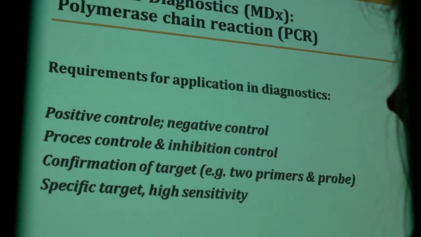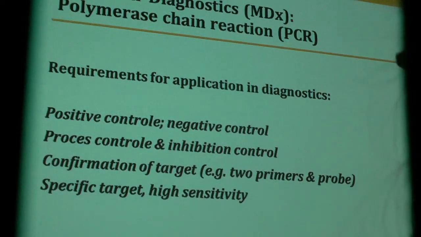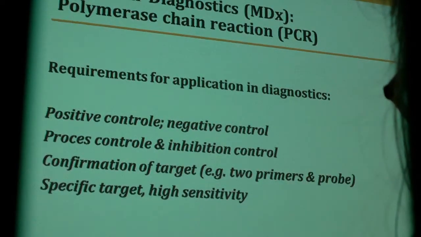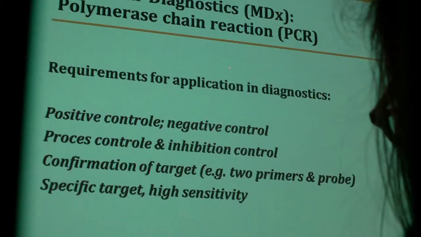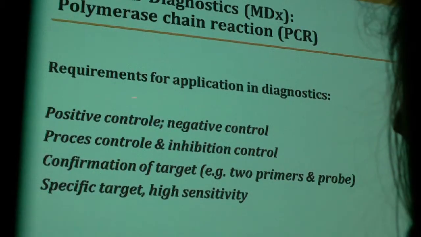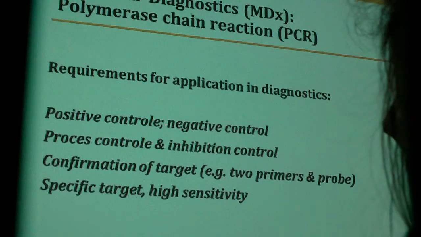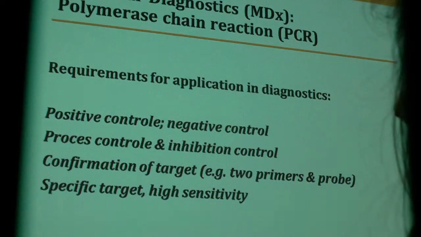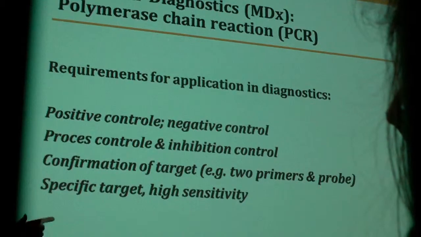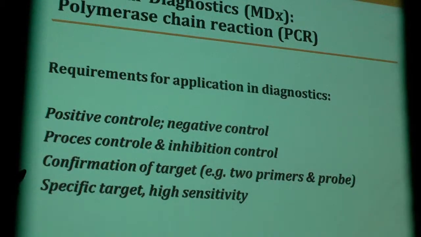But what we are going to talk about today is molecular diagnostics, abbreviated as MDX. And especially it's based, of course, on the polymerase chain reaction. I won't explain the polymerase chain reaction to you because I think you are familiar with that. But there are some specific requirements for application in diagnostics. Of course, you are all familiar with positive controls and negative controls. But for diagnostics, you also need a process control and an inhibition control. You need a confirmation of your targets, so 2 primers is not enough. You have to confirm that what is between those 2 primers is actually the sequence which you are looking for. So there should be a confirmation.